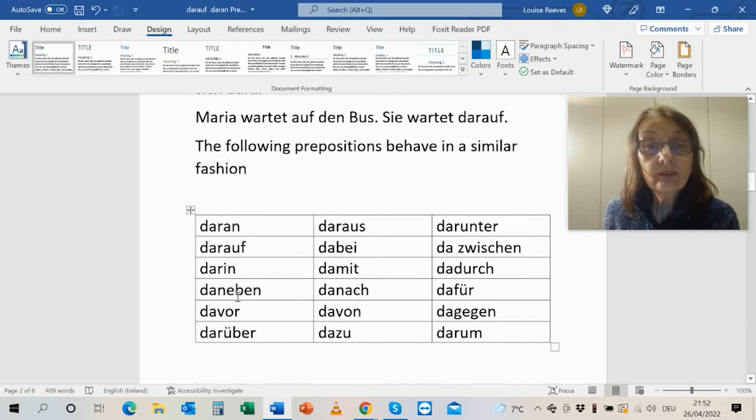The following prepositions behave in exactly the same fashion as that. Look at them all there. So what do you recognize? An, auf, hinter, in, neben, über, unter, vor, and zwischen. You have durch, für, gegen, ohne, wider, entlang. Remember, you had all of those prepositions. Quite a few of them are used in this way. So if you have learned your prepositions from my previous videos, or check my previous videos out on prepositions, you will see that these ones work along with da or dar.